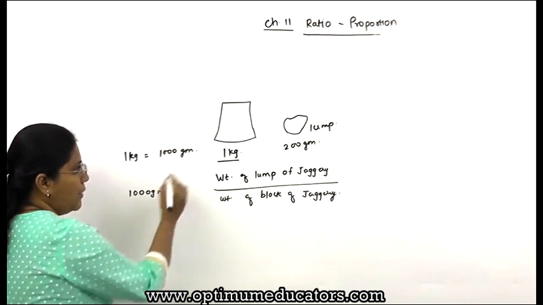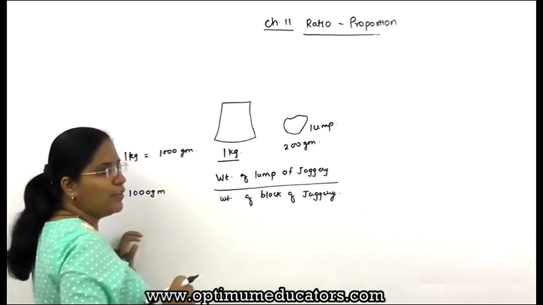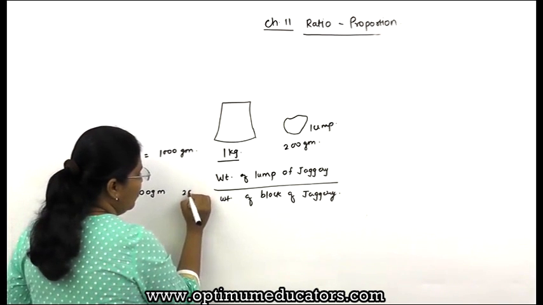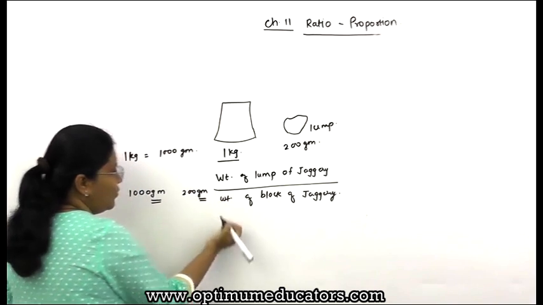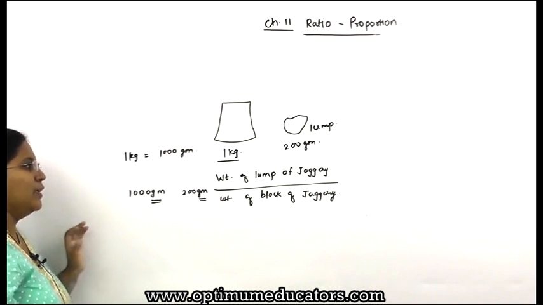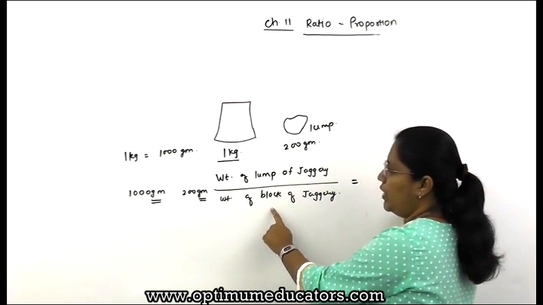One block, what is the weight of this block? 1000 grams. And what is the weight of the lump? It weighs 200 grams. Now is the unit same? Yes, it is same. Now I will be able to find out the ratio of lump to the block.